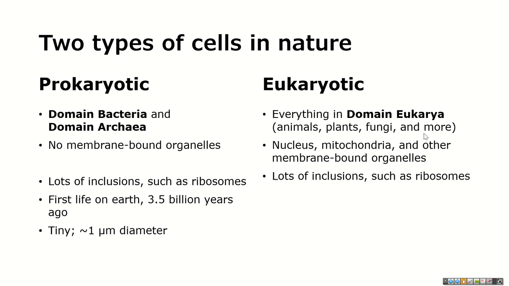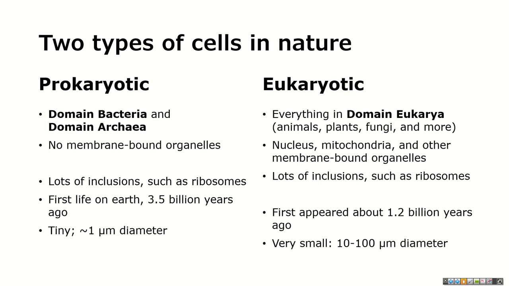They also have inclusions like ribosomes. They did not appear until about 1.2 billion years ago. So all life on Earth was bacteria and archaea for about 2.3-ish billion years, which is kind of amazing. The other thing about eukaryotic cells is that they are 10 to 100 times bigger than prokaryotic cells. They're still really small, but they are much, much, much bigger than bacterial cells.